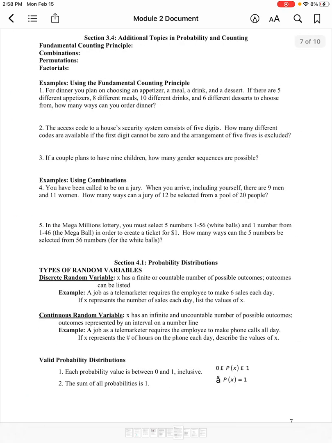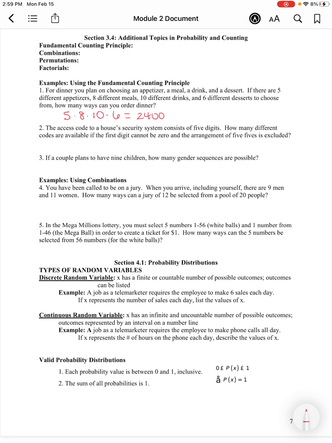And the last section in chapter 3, section 3.4. For dinner, you plan on choosing an appetizer, a meal, a drink, and a dessert. So there are 5 appetizers, 8 meals, 10 drinks, and 6 desserts. So this would be the fundamental counting principle. 5 times 8 times 10 times 6 gives you 2,400 possible combinations for dinner.